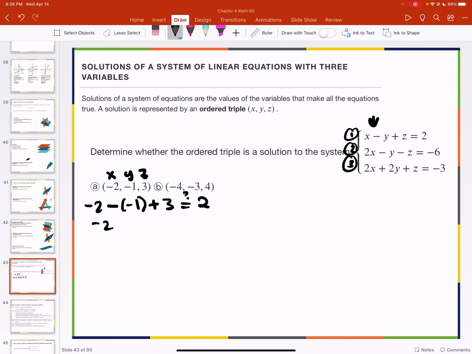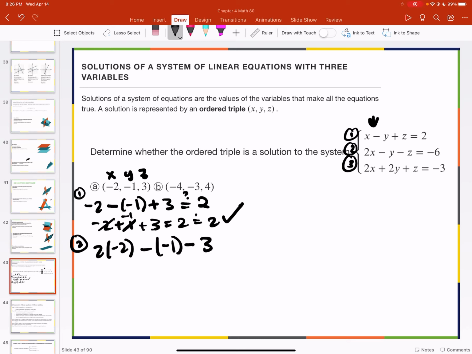So we have negative 2 plus 1 plus 3. This is negative 1 plus 3, so that's 2, which equals 2. So yes, it works for the first one. Now we need to check the second one, equation 2. We have 2 times negative 2 minus negative 1 minus 3. Does that equal negative 6? Here we have negative 4 plus 1 minus 3. That does equal negative 6, so that works.